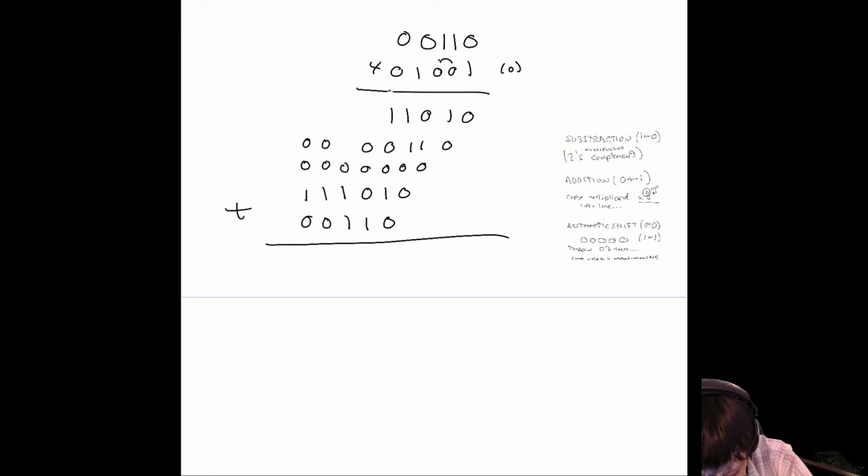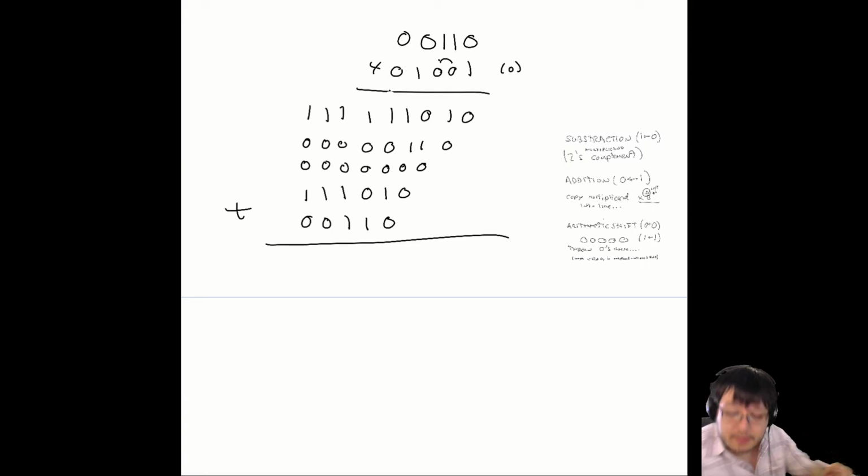0, 1, 2, 3. And then this should be all 1s because of the 2's complement. Okay, yeah. See, that's what happens when you rush. So don't rush when you're doing this in the test. So yeah, okay, let's try that again.